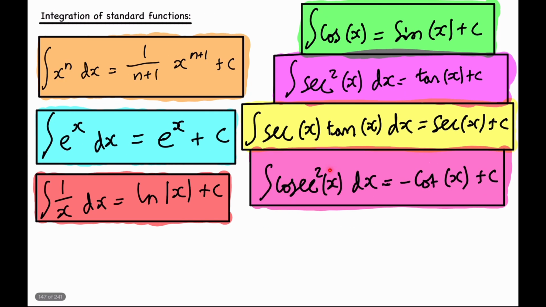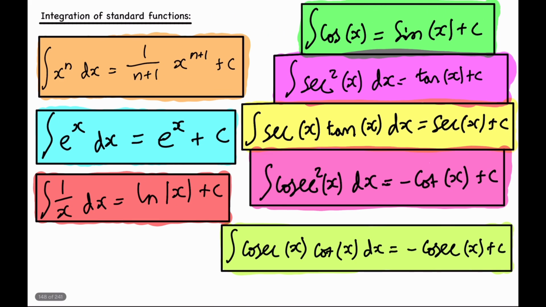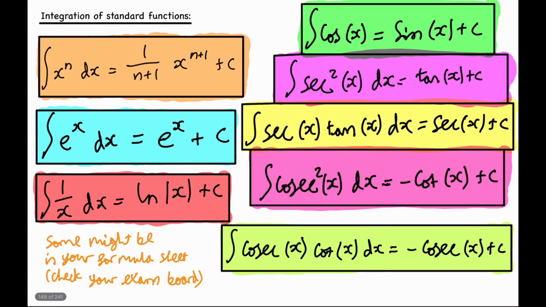And then cosec squared x, when you integrate this, you would get minus cot x plus c. And for this, you will need to know second year trigonometry. And lastly, when you integrate cosec x times cot x, you'll get minus cosec x plus c. And as I said, this will be in your formula sheet, but check with your exam board because different exam boards have different formula sheets.